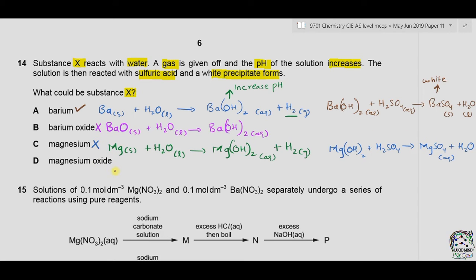Again in D we have a base, which is magnesium oxide. So magnesium oxide will dissolve in water to form magnesium hydroxide, which is weakly alkaline, and no hydrogen gas is produced, so D is incorrect. The correct answer is therefore A.